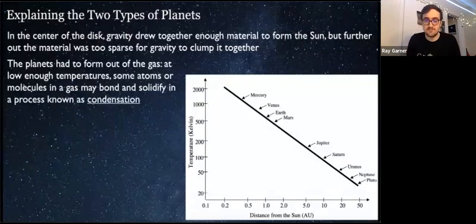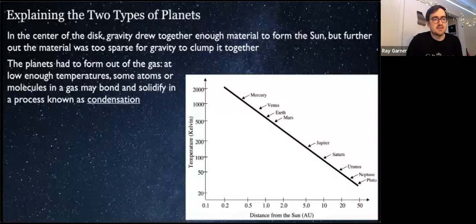colder outer regions. So in the center of the solar nebula, the gravity drew together enough material to form the sun. But further out, the gaseous material was too spread out. It was too sparse for gravity to clump it together. Instead, the material had to clump together in some other way and then grow in size until gravity could start pulling more things together. In essence, the formation of the planets required first the formation of seeds, basically just little solid bits of matter that could ultimately build planets.